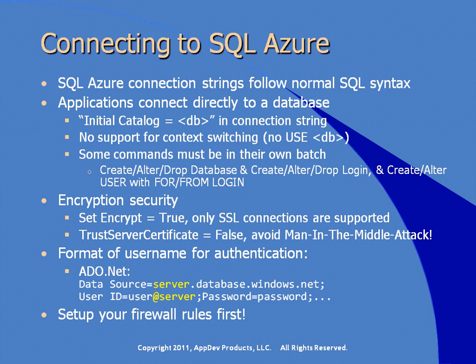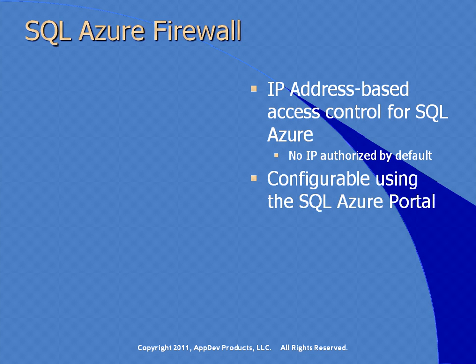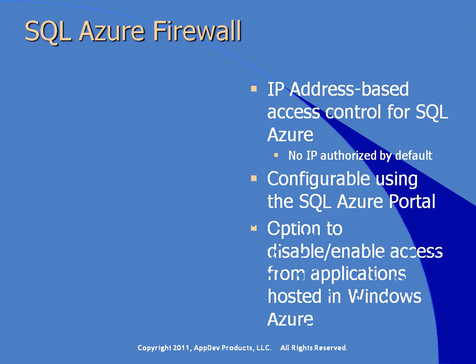Now, it doesn't matter if you've got your security set up. It doesn't matter if your connection string is all ready to go. It doesn't matter if you have everything right. If you have not set up your firewalls first, you will never be able to connect. If you're running and testing and you can't connect, the first thing to do is go look at your firewall rules, because you could have everything ready to go, but if you haven't specified your firewall rules, you'll never be able to connect. We talked about firewall rules a minute ago. These are IP address-based access control for SQL Azure. There is no default IP address that is authorized to connect, so if you haven't specified anything, you can't connect. They are configurable using the SQL Azure portal.